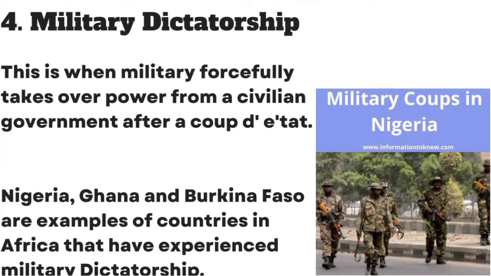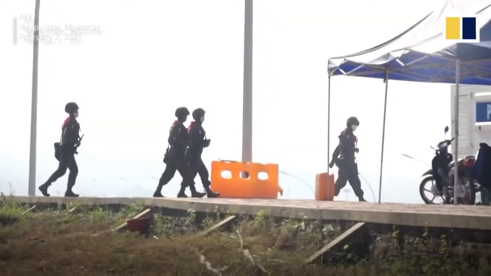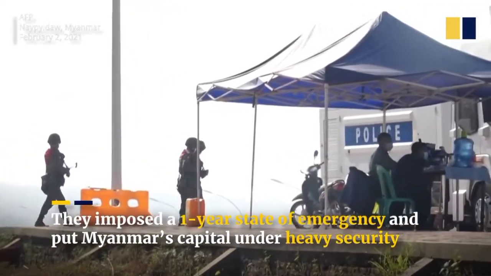Then we have the fourth type of military government, military dictatorship. This is when the military forcefully takes over power from a civilian government after a coup d'etat. Nigeria has experienced a lot of military coups. Nigeria, Ghana, Burkina Faso are examples of countries in Africa that have experienced military dictatorship.